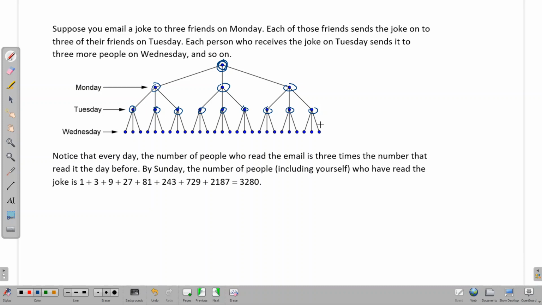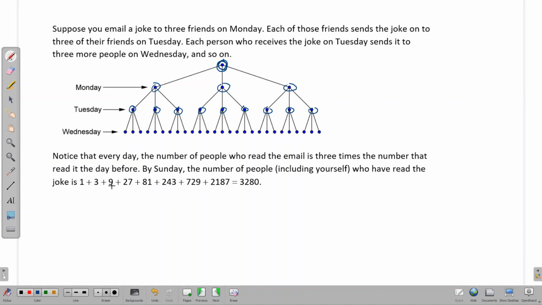And then let's say this pattern continues. So each of those people that read it on Tuesday, they tell 3 of their friends, and that pattern just continues. This is a visual representation of what a geometric series would look like. So these are the individual days. So on day 1, which would have been Sunday, you read the joke, and then the next day, 3 additional people, and then 9 additional people. So each of the numbers just represents each day after that how many new people have read the joke.